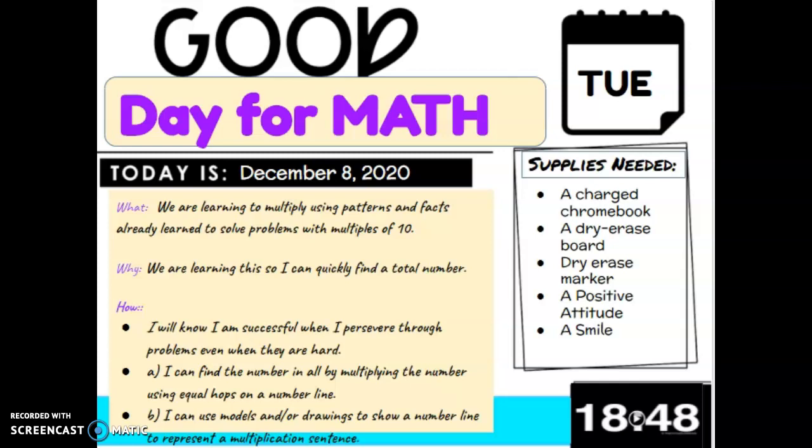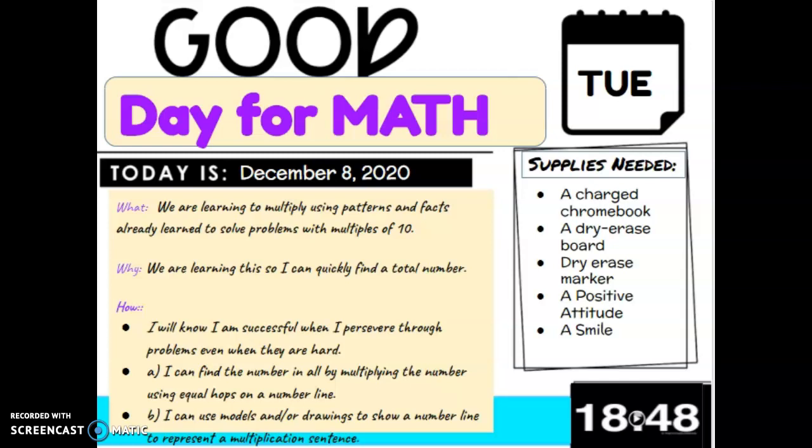We are still working on multiplication, and we're working on multiplication with patterns and facts that we've already learned to solve problems with multiples of 10. So we're going to think about the facts we've already learned and use that knowledge to help us with multiplying with multiples of 10.